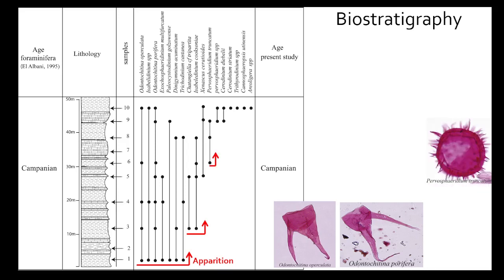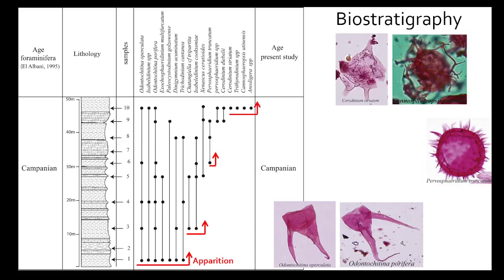For sample number 6, the presence of Pervosphaeridinium truncatum. At the end of sample number 10, we could identify more than 10 species of dinoflagellate cysts. It's about Xenascus ceratioides, Pervosphaeridinium truncatum, Odontochitina operculata and Odontochitina porifera, Cerodinium diebelii, Cerodinium striatum, Isabelidinium spp., Trichodinium sp., Cannosphaeropsis utinensis.